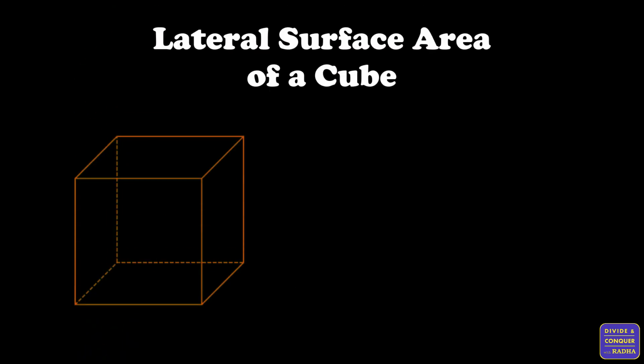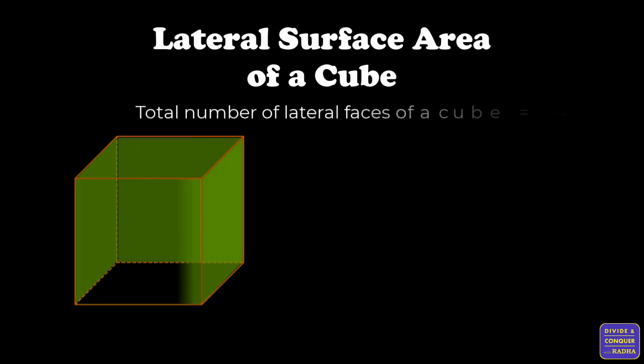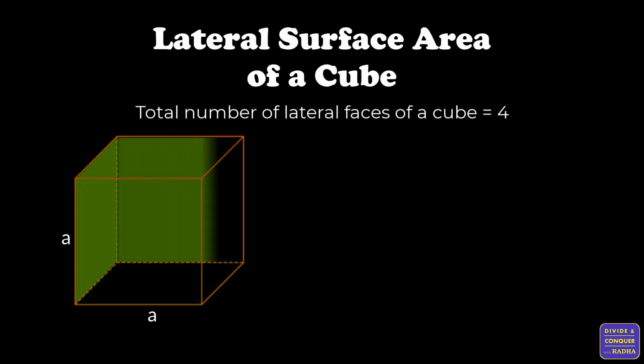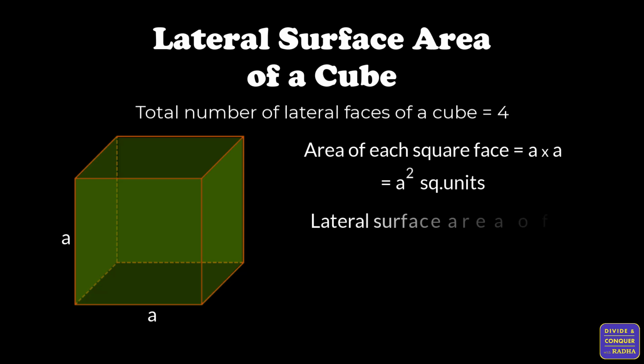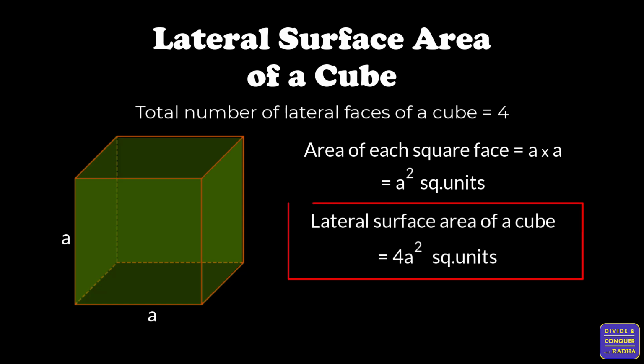Lateral surface area of a cube is the area of a side surface excluding the top and bottom surface. So excluding the top and bottom, we have 4 faces in a cube. Therefore, lateral surface area is calculated using the formula 4A squared units, where 4 denotes the number of faces and A squared denotes the area of each face.